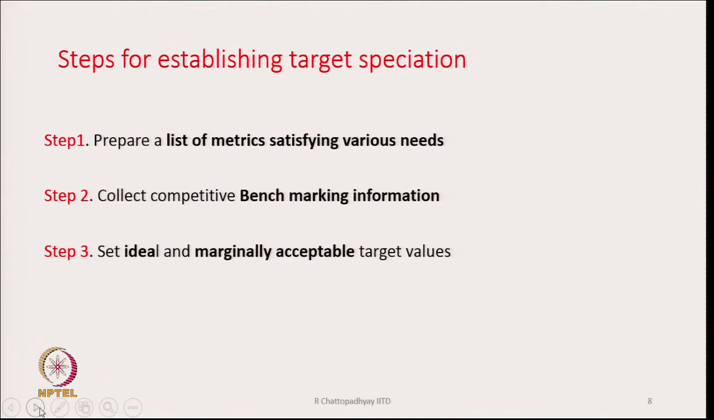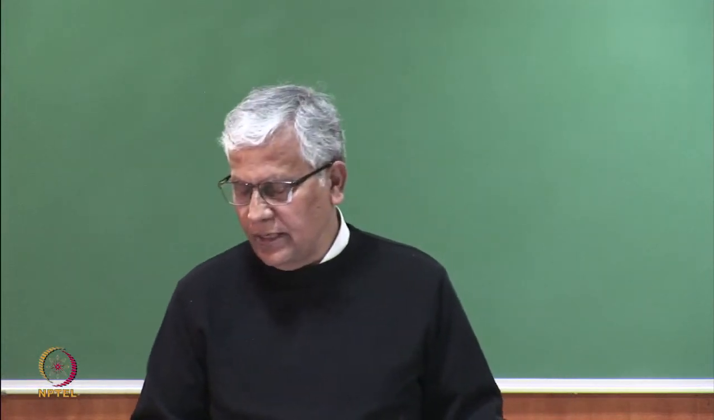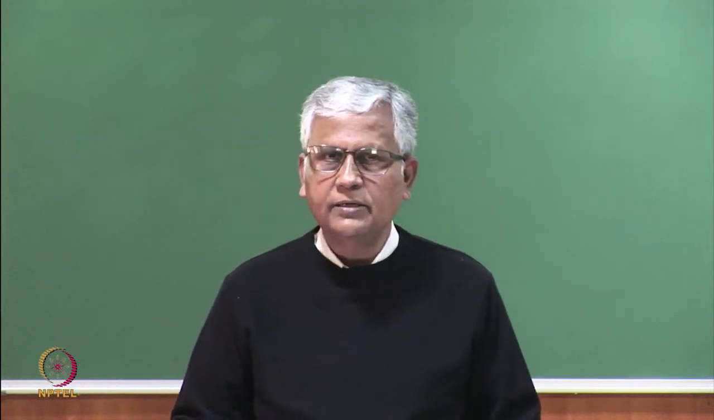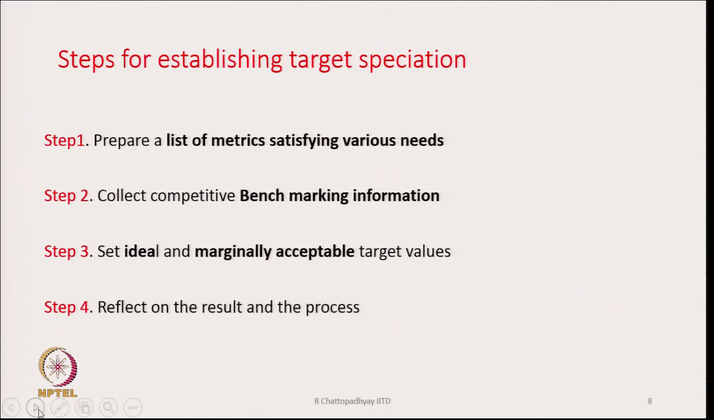Then set ideal and marginally acceptable target values. So, that means we are setting a range: this is my ideal value, but even if it is a little less, I will still be able to accept it. So, marginally acceptable target values also we can put there. So, this is regarding the values. Then comes reflecting on the results and the process. So, we keep doing it so that we finalize the target specifications to start with.